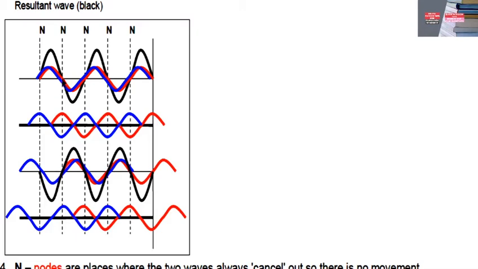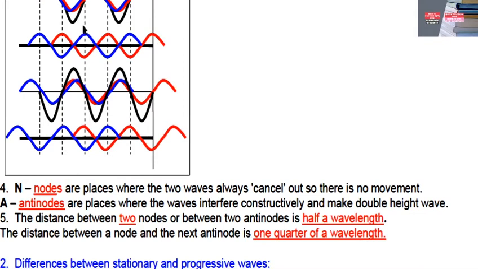So we have these points of permanent 0 displacement. Okay, 0 displacement. And then in between the two nodes, we do have maximum displacement. So these points of permanent 0 displacement are called nodes. At these points, the two waves always cancel out, so there is no movement. Then in between there where you have maximum displacement, we have antinodes. So these antinodes are places where the waves interfere constructively and make double height waves.